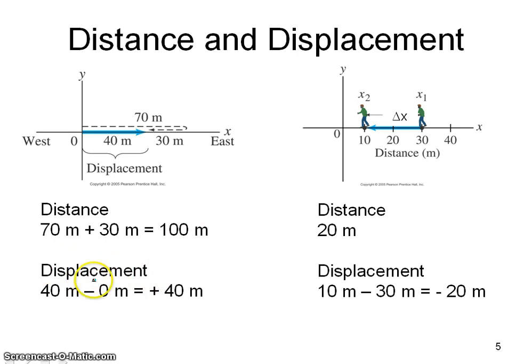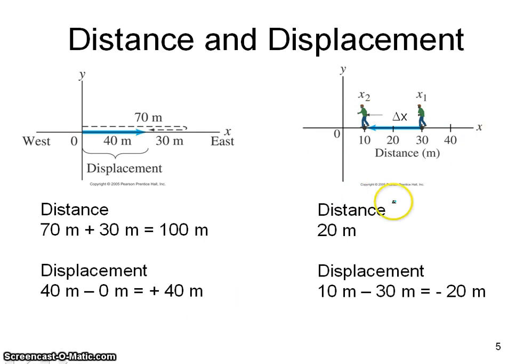Displacement, on the other hand: the object started at 0 and it ended up at 40 meters. So the final position, 40, minus the initial position, 0, gives a total displacement of positive 40 meters. Now because this is a vector, we always want to put a direction on it, and we've got a Cartesian plane here. It went in the positive x direction, so positive 40 meters. We could also say 40 meters to the east is its displacement.